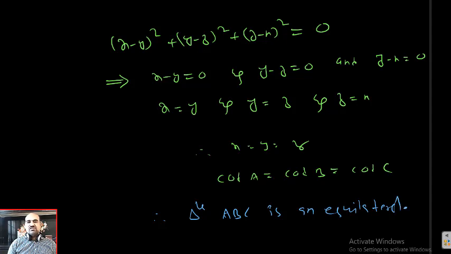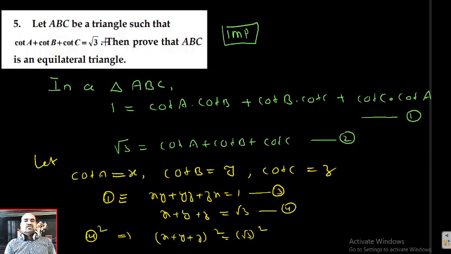So, important question, students. In any triangle, if cot A plus cot B plus cot C equals root 3, then we want to prove that it becomes equilateral. We prove this result by using the cot of A plus B plus C formula in part 5, so you should remember it. In any triangle, 1 equals cot A into cot B plus cot B into cot C plus cot C into cot A.